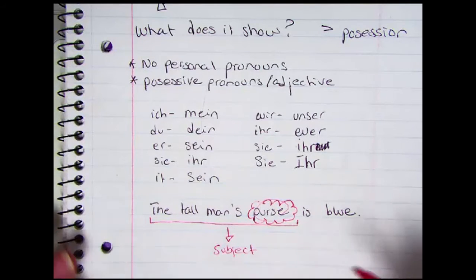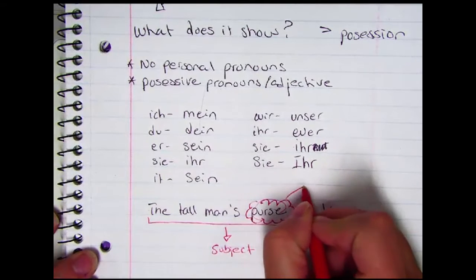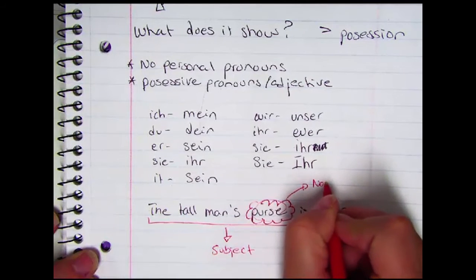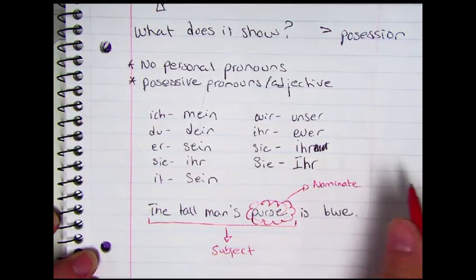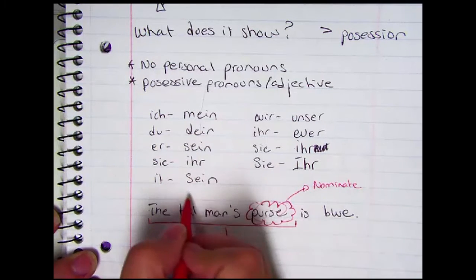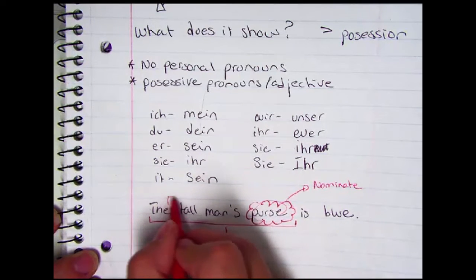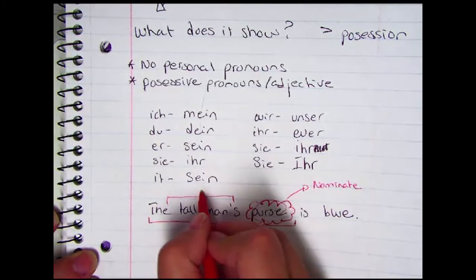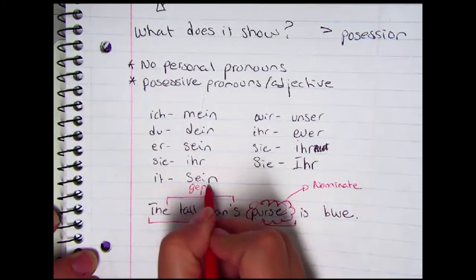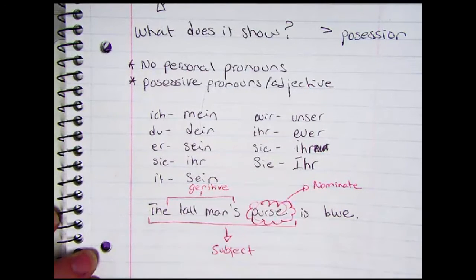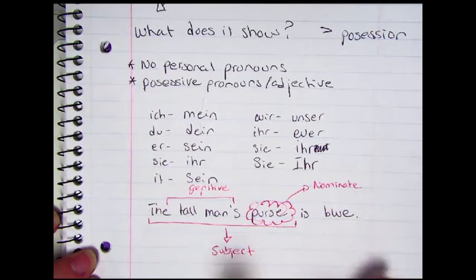So what that tells you is this is the part that needs to stay in nominative case because it is the actual physical thing that is the subject. And then this descriptor, just like in English, we have this little dash s. This is the part that is in genitive. I hope that makes sense so far.